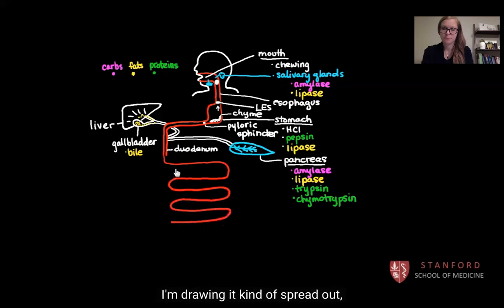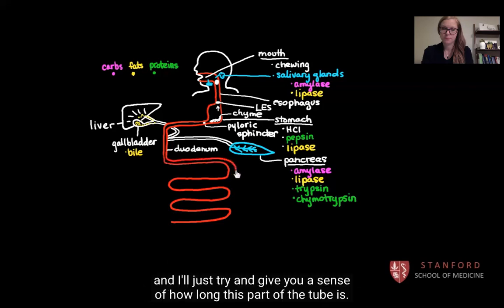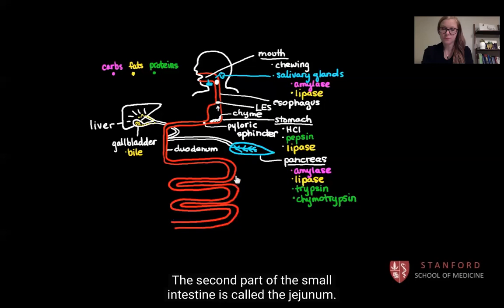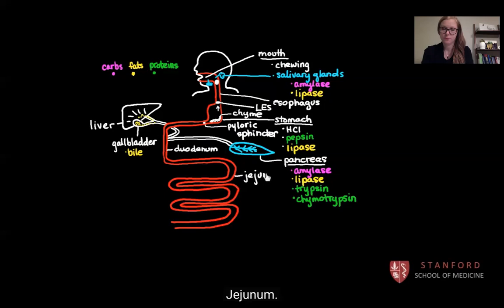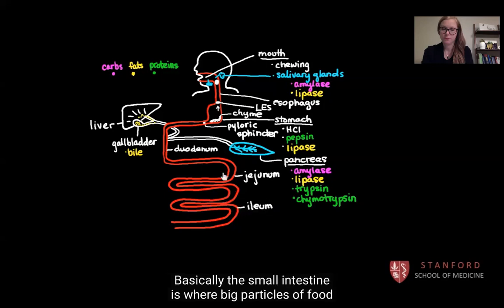I'm drawing it kind of spread out. These coils of small intestine are actually all curled up on top of each other. The second part of the small intestine, and I'll just try and give you a sense of how long this part of the tube is, is called the jejunum. And then the last part of the small intestine is called the ileum. And basically, the small intestine is where big particles of food are broken down into their absorbable units and absorbed in this tube, the small intestine.